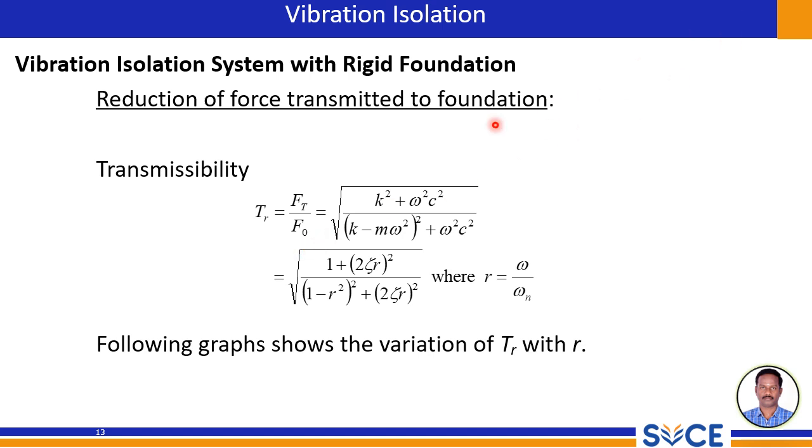Now we can substitute what we derived in the previous slide, that is F_t and F naught. From that we can simplify the terms further by substituting r, the ratio of forcing frequency to natural frequency, and finally we get the expression of transmissibility in terms of zeta and r. In the next slide we can see how this transmissibility varies with respect to this ratio of forcing frequency to the natural frequency.